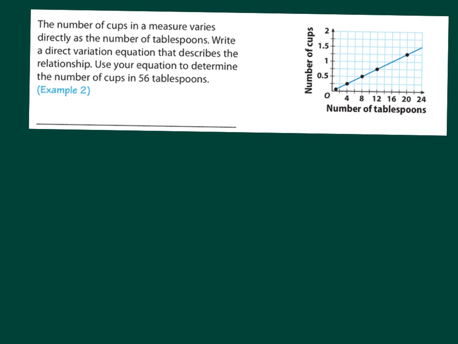This one wants us to write an equation. The number of cups in a measure varies directly as the number of tablespoons. Write a direct variation equation that describes the relationship. Then use your equation to determine the number of cups in 56 tablespoons. So first I want to remind you of our equation. Our equation is y equals mx plus b.